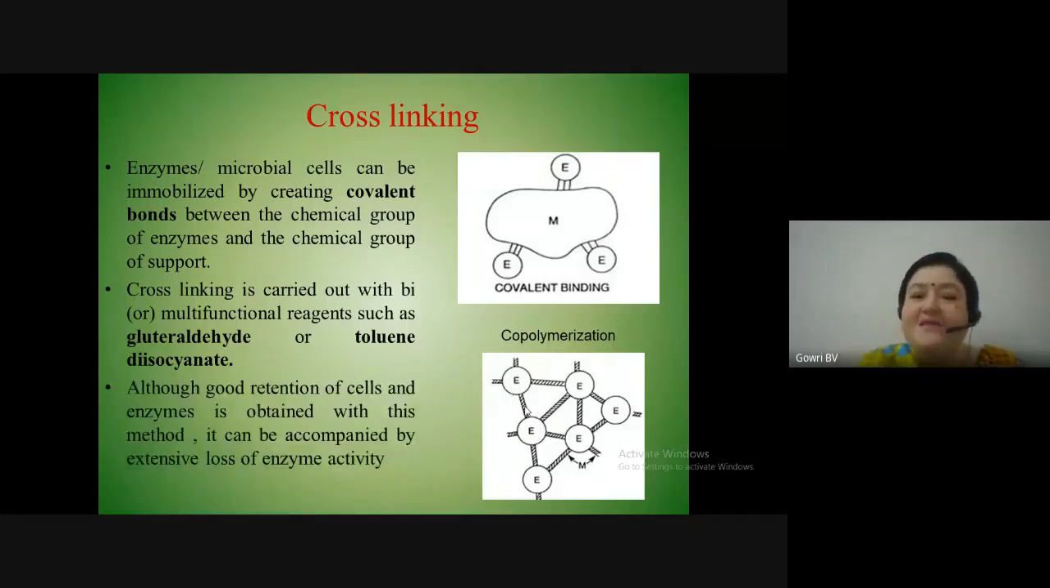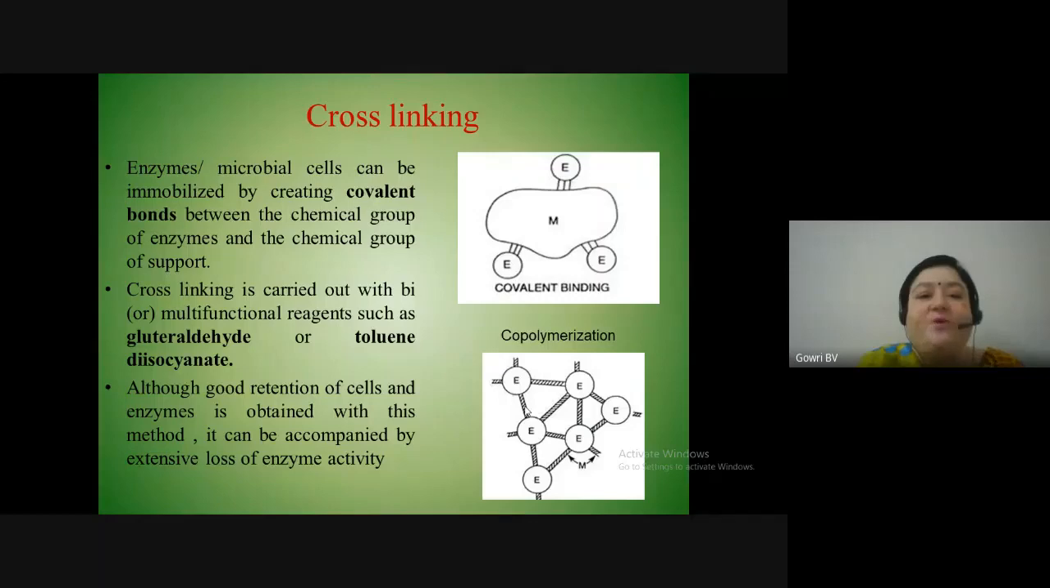One biggest disadvantage with this method is that you're using chemicals to bring about the bond. Although good retention of cells or enzymes is obtained, you will have extensive loss of enzyme activity. Enzymes and microbial cells can be immobilized by creating covalent bonds between the chemical group of enzymes and the chemical group of support.